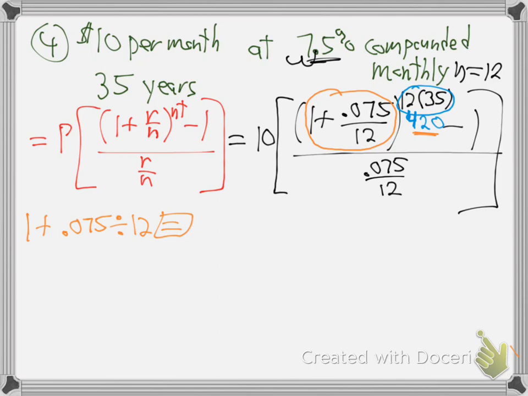Because I didn't want to mess with a couple things up there. Just want that power clean. To the power 420. Minus 1. So hit the Y to the X, which is the power button on most of your calculators. Somebody might have an up arrow. To the power 420. Don't forget to hit equals. Equals. Minus 1 equals. Got the whole numerator now.